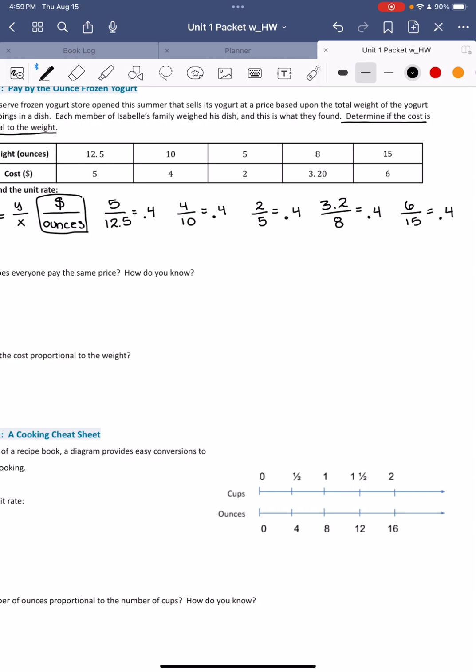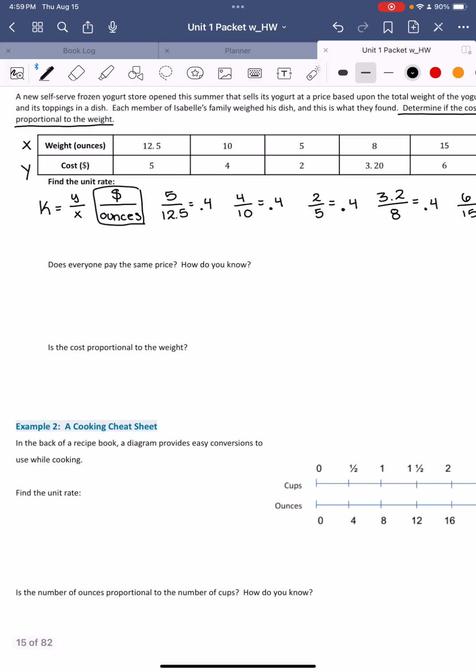So when we take a look, every single one of these gives us the same exact constant of proportionality or the same unit rate. Does everyone pay the same price? So yes, when you break it down, they all pay the same price. So yes, because all the unit rates were the same.